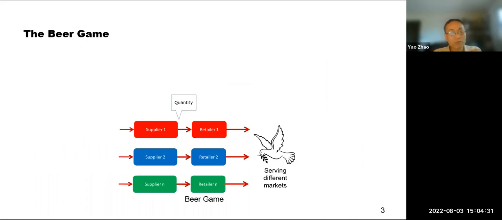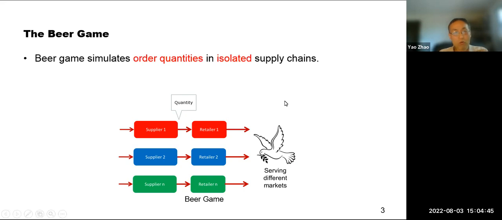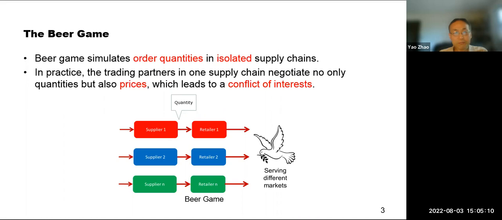Okay, the FloraPark simulation is an extension of the well-known beer game. I'm sure a lot of people have played the beer game. The beer game simulates order quantities in isolated supply chains, and there are different supply chains serving different markets. So they are not really interacting, and there are only order quantities, that is, the orders you have to place to your suppliers. Actually, there's no negotiation at all. But still, the game is very powerful in illustrating the benefits of collaboration.